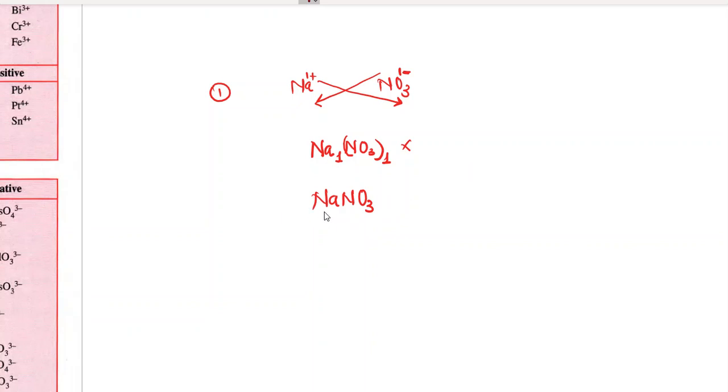I've written the basic radical, that is a positive ion first, the acid radical or negative ion after that, and I have interchanged their subscripts in form of their valencies. But since they were one, I've ignored and written NaNO3 as the chemical formula of my compound. Any positive and negative ion can actually form an ionic compound, and it's very easy to write the chemical formula of an ionic compound.